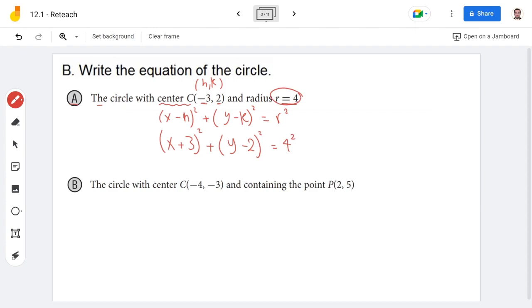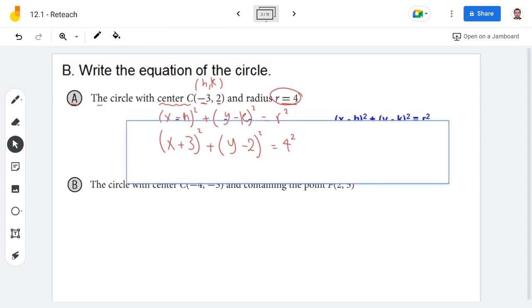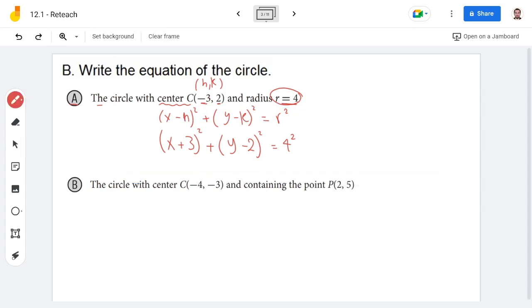So this is the radius, and using this, we can simplify the 4 more. What's 4 squared? Sorry, 4 squared is equal to 16. So my final answer will be (y minus 2) squared plus (x plus 3) squared, which equals 16. So this is my final answer.